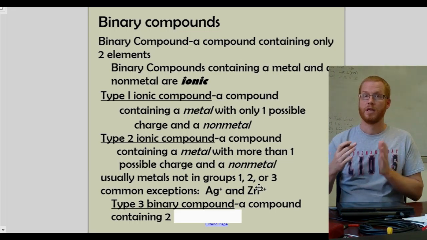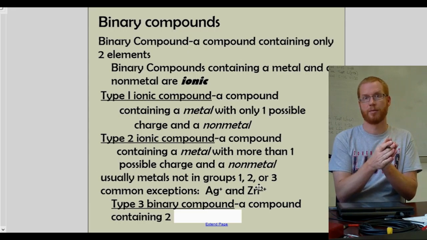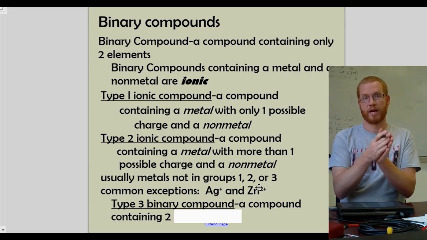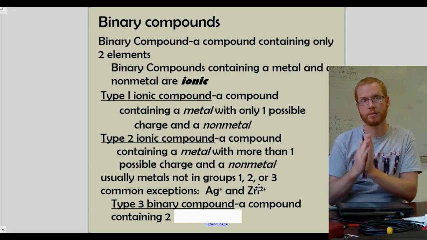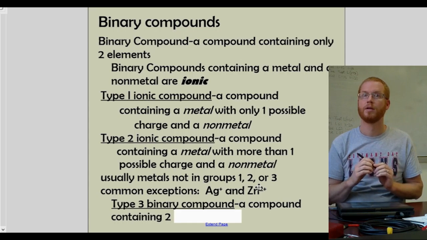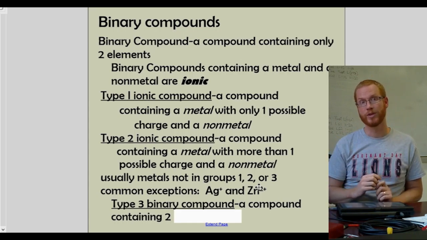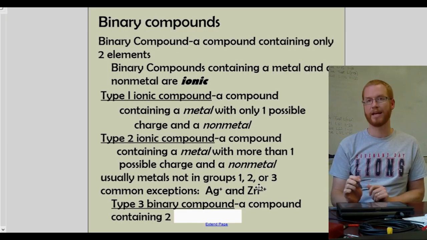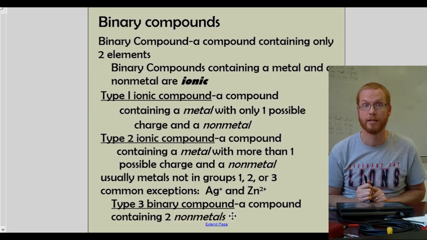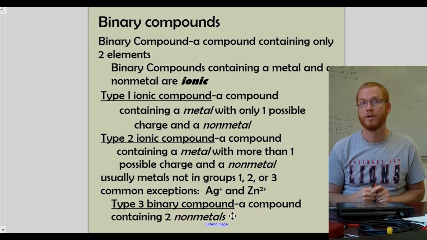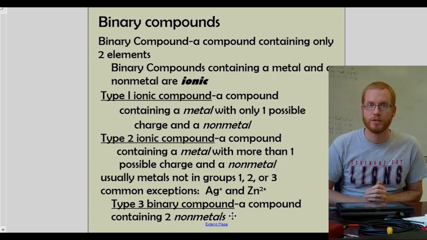So a metal with one possible charge and a nonmetal is a type 1 compound. A metal and nonmetal where the metal has two or more possible charges is a type 2 ionic compound. Then there's one more type of binary compound called a type 3 compound. A type 3 binary compound doesn't have a metal in it. It's two nonmetals.